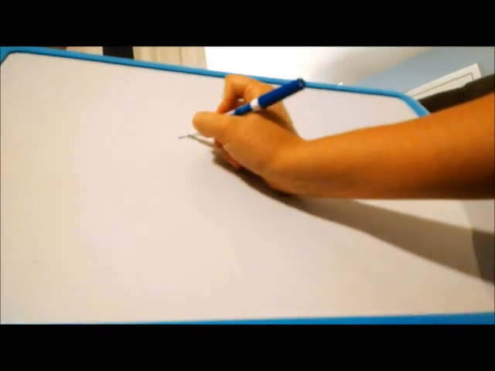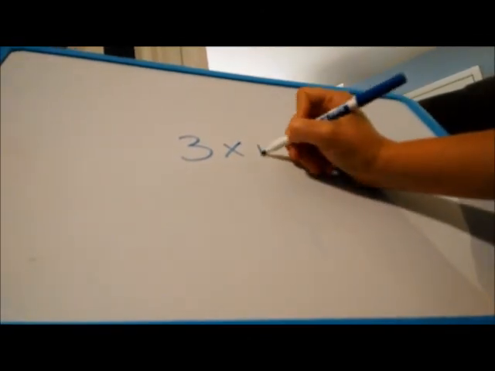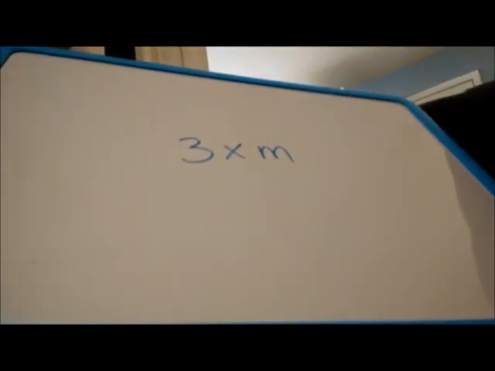Number 1. Which expression can be used to represent the phrase 3 times the amount of money? Well, I hope we got this one. 3 times the amount of money. We don't know how much, so we're going to use an M. So you should have had C for number 1.